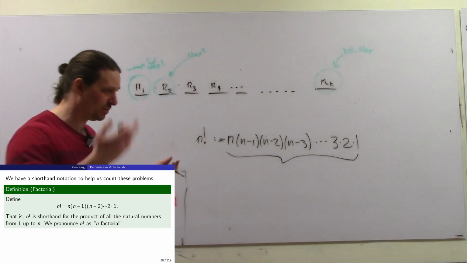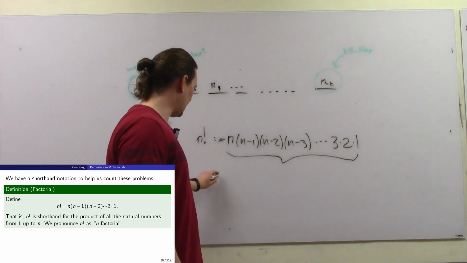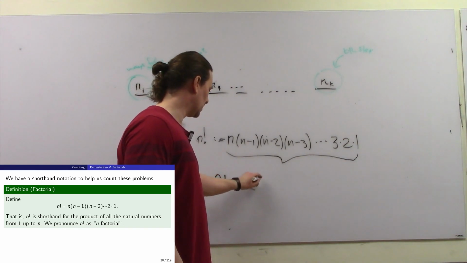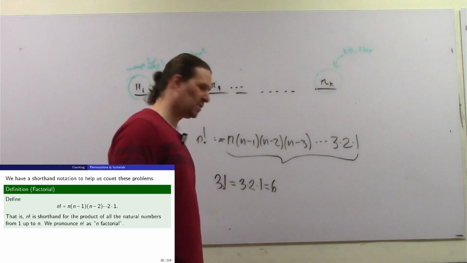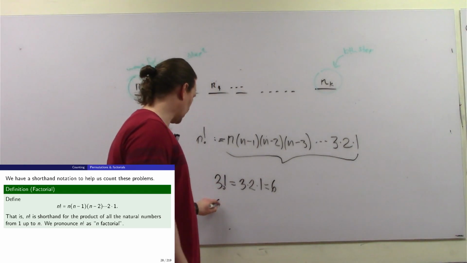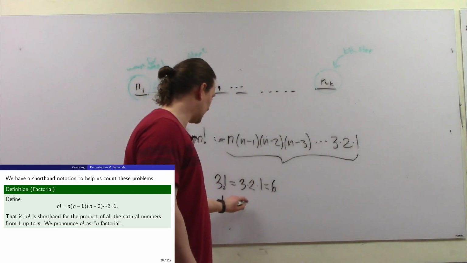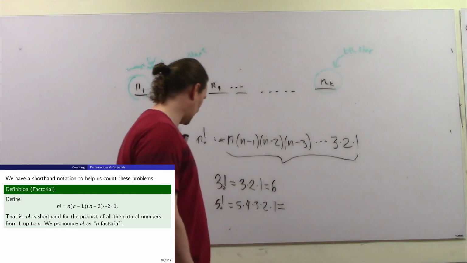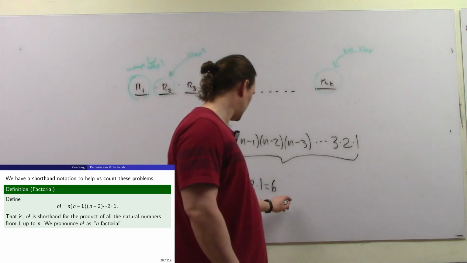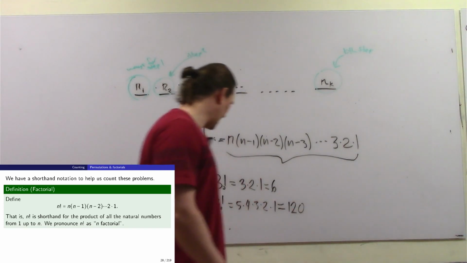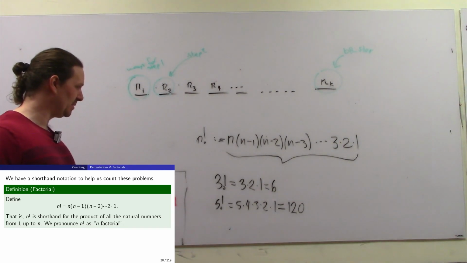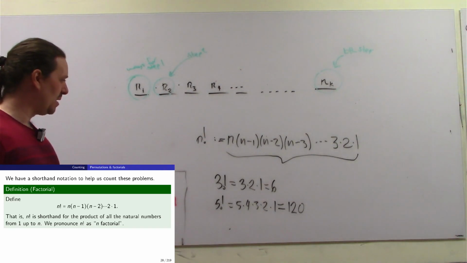So for instance, 3 factorial is just 3 times 2 times 1, so it's 6. And 5 factorial is 5 times 4 times 3 times 2 times 1, which is 120. I tend to try to have several of these memorized, but it can be tough on the spot to remember. Okay, simple notation for this.